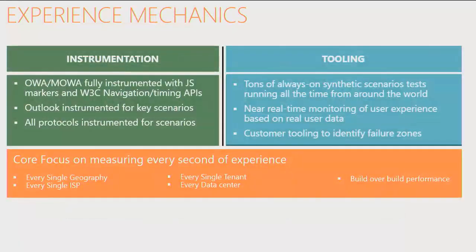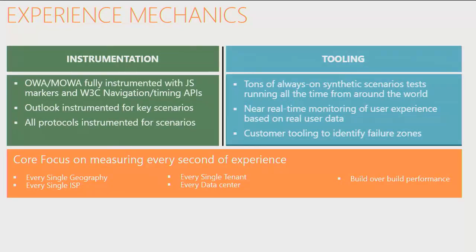So how do we do this thing? From an instrumentation perspective, of course, there are three flavors here. We have web clients and mobile clients like OWA and MOWA. We have clients like Outlook. And of course, we have protocols like EAS and EWS and so on.